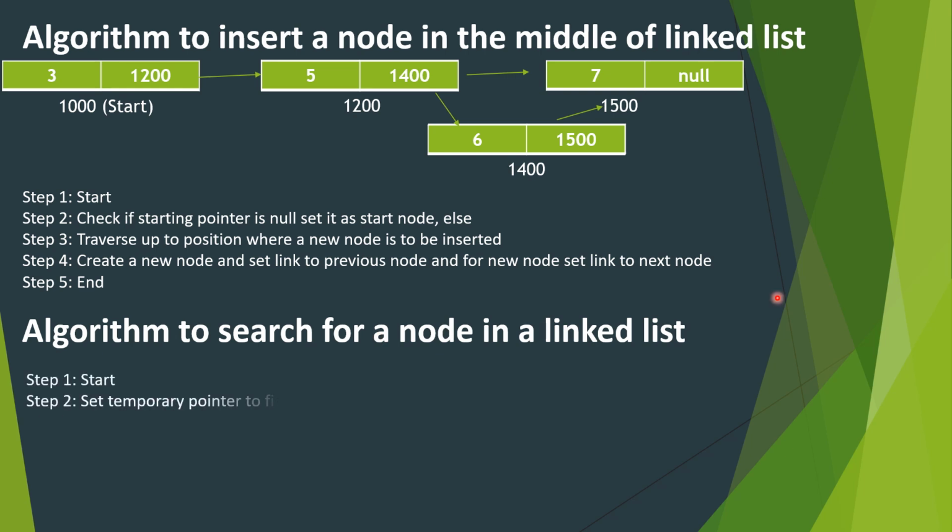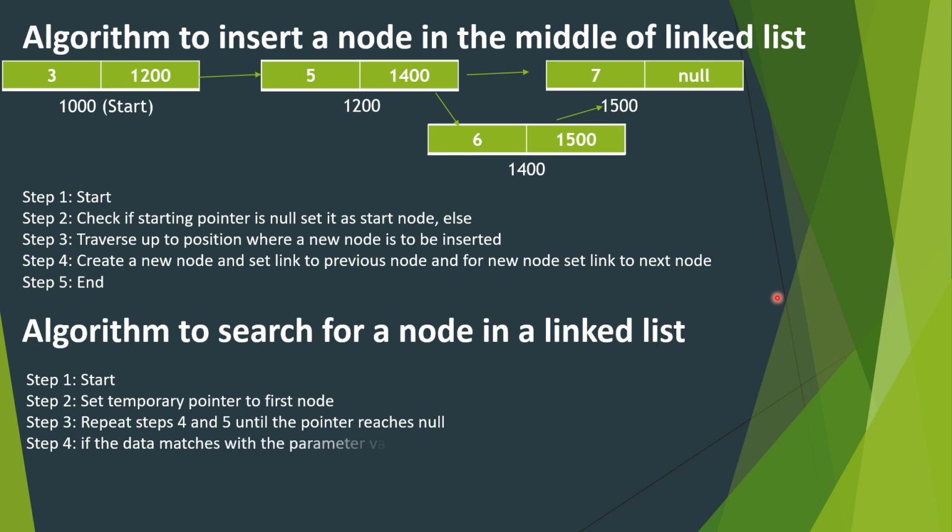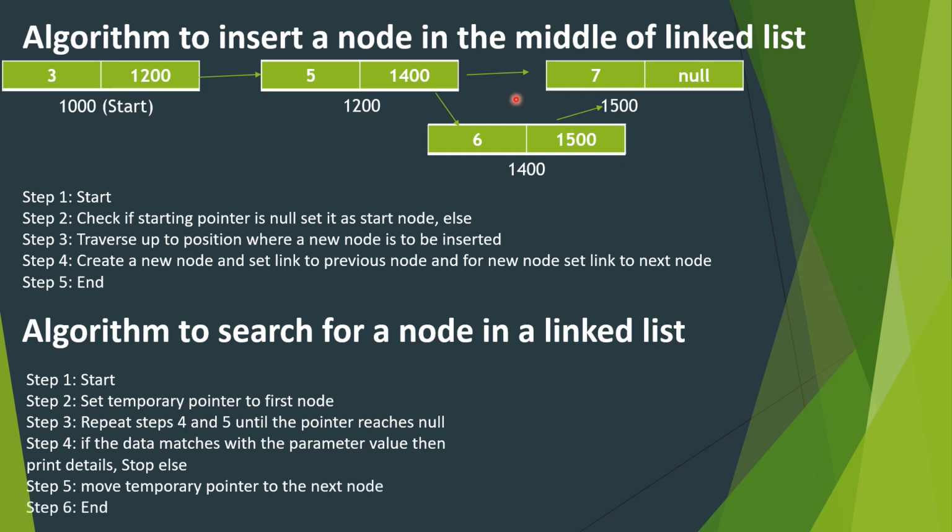Start, set temporary pointer to the first node, repeat steps 4 and 5 until the pointer reaches null. If the data matches the parameter value, then print details and stop, else move the temporary pointer to the next node. What is the meaning? Suppose you want to search 6, so one by one we will match with the data part. Here 3 is available, we'll move to the next place. 5 is available, we'll move to the next place. 6 is available. So if the data matches the parameter value, we'll print the details and it will stop. Otherwise, the temporary pointer will keep moving to the next node.